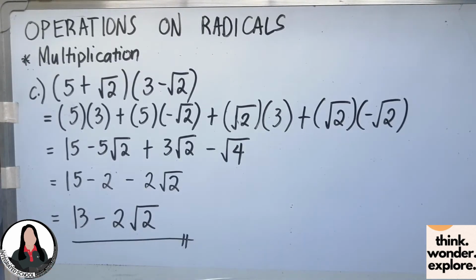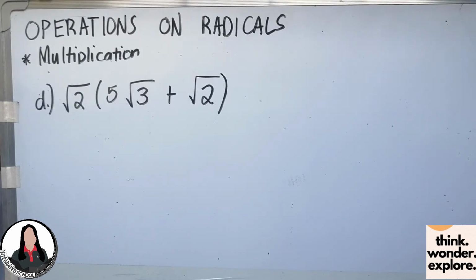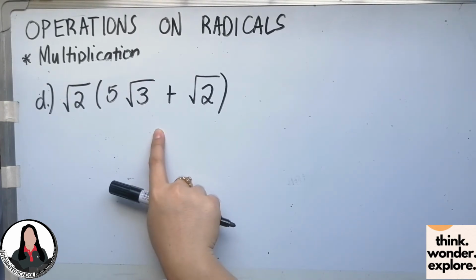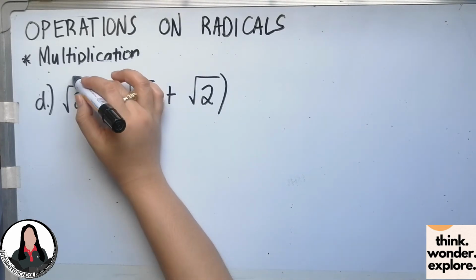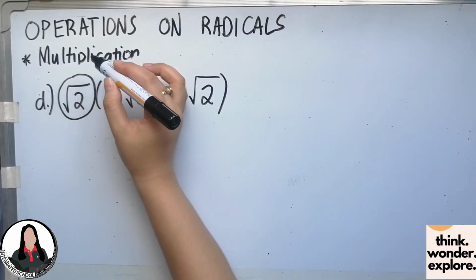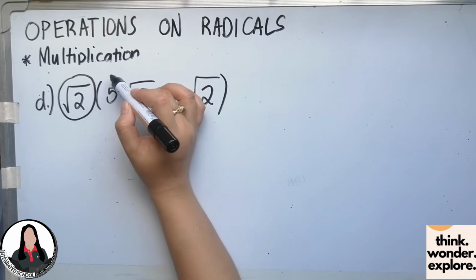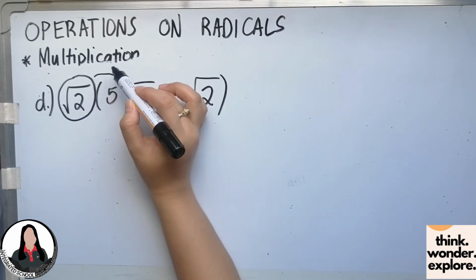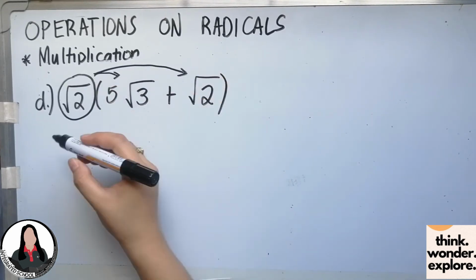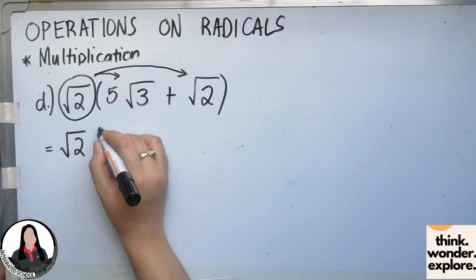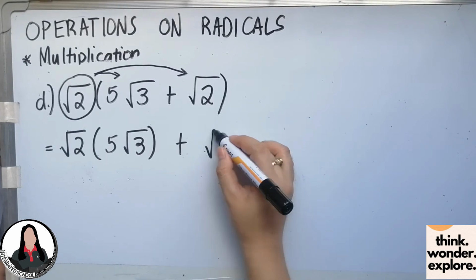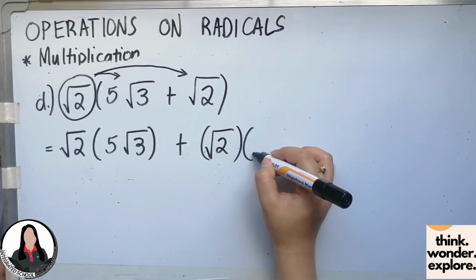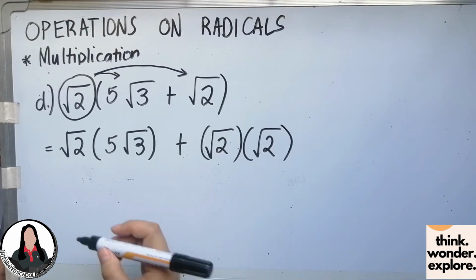So, for the next example naman, kung mapapansin nyo, isa lang ang binomial na gagamitin. Yun nga lang, we will multiply it to a monomial factor. So, sa ganitong pagkakataon, gagamit pa rin tayong distributive property. Ang kaibahan lang, i-multiply lang natin yung monomial factor doon sa bawat term na nasa loob ng parentheses. So, we have square root of 2 multiplied by 5 square root of 3 plus square root of 2 multiplied by square root of 2. Okay, then let's simplify.